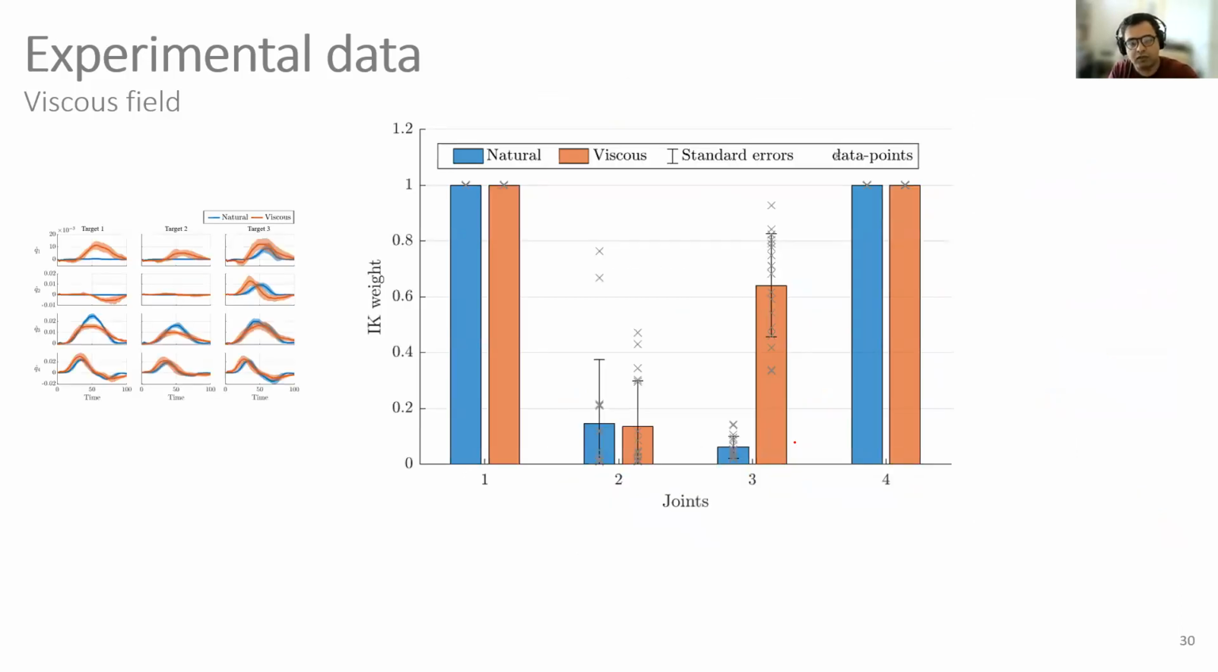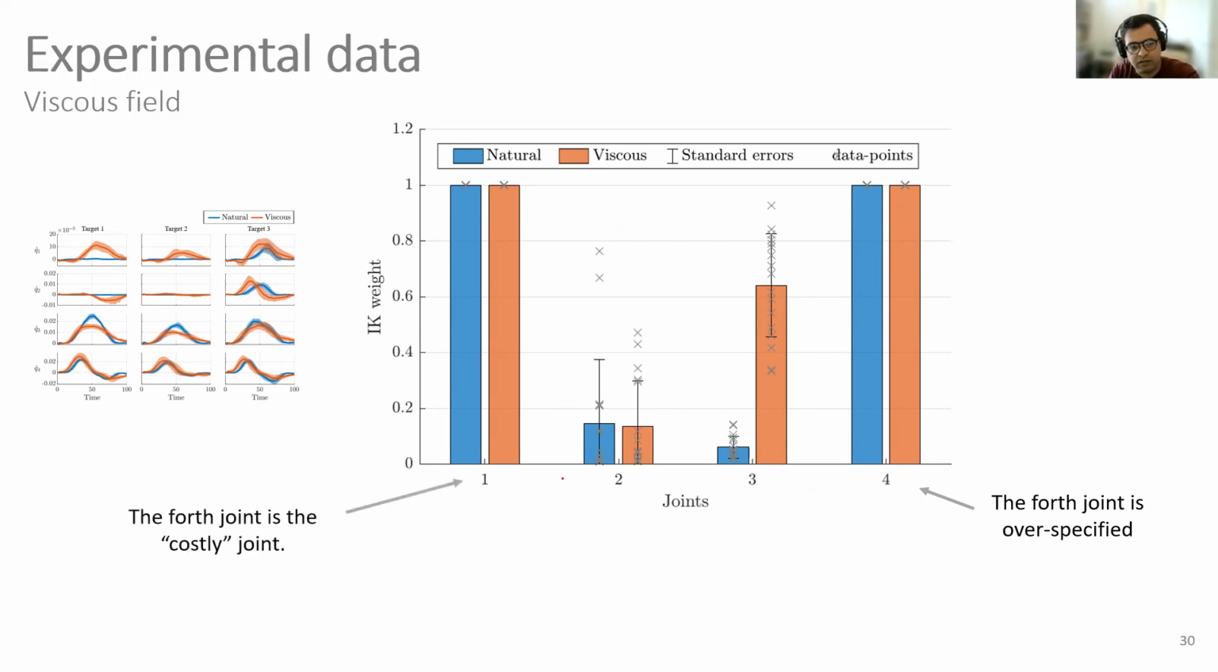So if I apply the identification method of these weights, we get the weights. There are four values, a weight for each joint in the two conditions, the natural and the viscous field. So first, what I notice is the first joint is kind of over-specified, so it's not part of the redundancy. It's always needed for reaching motion. So that's why I set the weights to one.